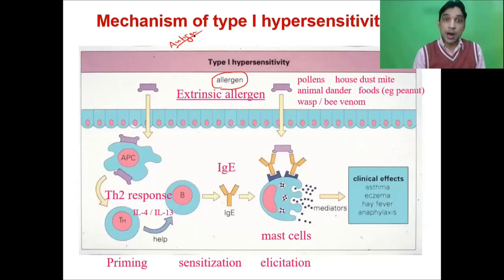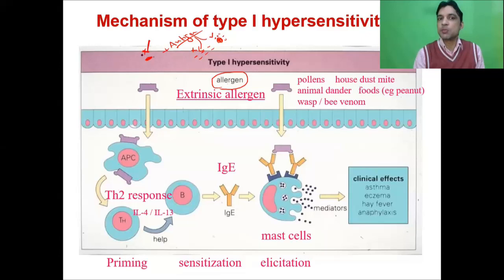Now, some of them are bad. Some of the particles are good, and some of the antigens are actually causing a lot of trouble. They are bad. If an antigen is not causing any trouble, that should not be an antigen. That should be self. So there are certain molecules which are not causing any trouble.